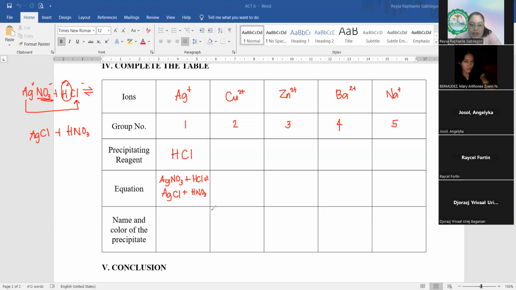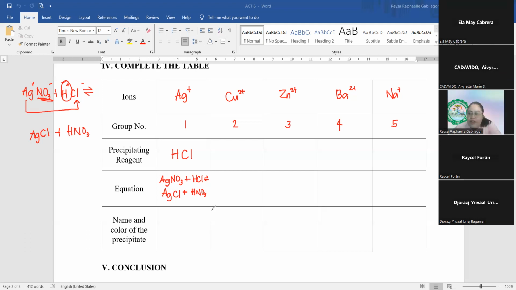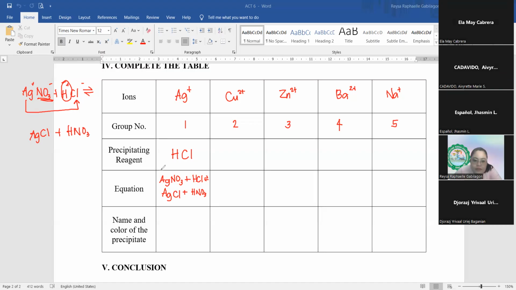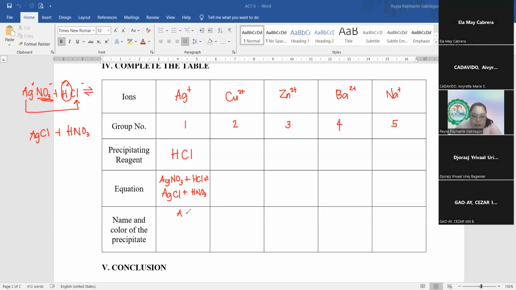So, what do you think is the precipitate for this equation? Yes, Ella. The silver chloride po, ma'am. Okay, the precipitate here is the silver chloride. So, lagyan ko siya ng arrow ha. Pag may arrow down nakalagay, meaning precipitate yan ha. Yan yung indication na it is the precipitate. Pag makakita kayo ng equation tapos sa tabi ng chemical formula merong arrow down, meaning yan precipitate siya.